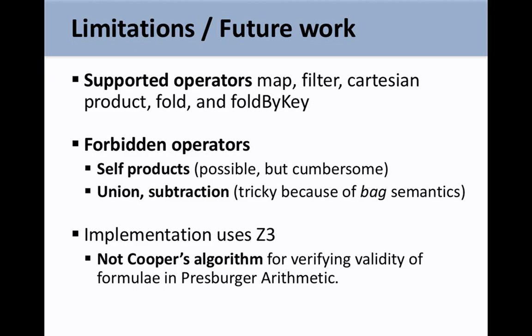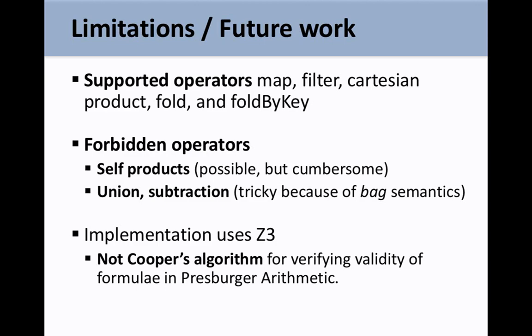Basically, we do map, filter, Cartesian product, fold by key. But there are some operators which we find tricky. We don't do self-products, not because it's impossible, but because it becomes very technically cumbersome to do all the notations, but this is possible. What's tricky is the handling of union and intersection of bags. This is something that Spark supports, but we don't do it because of the bag semantics.